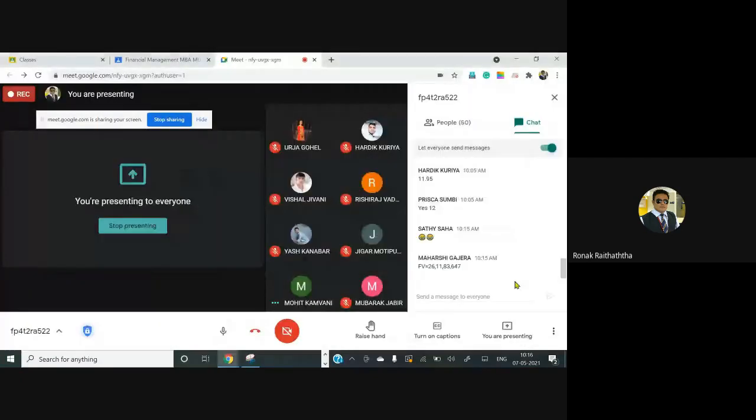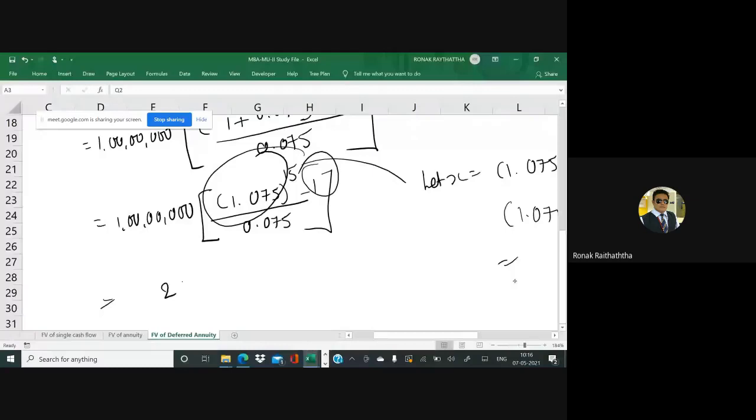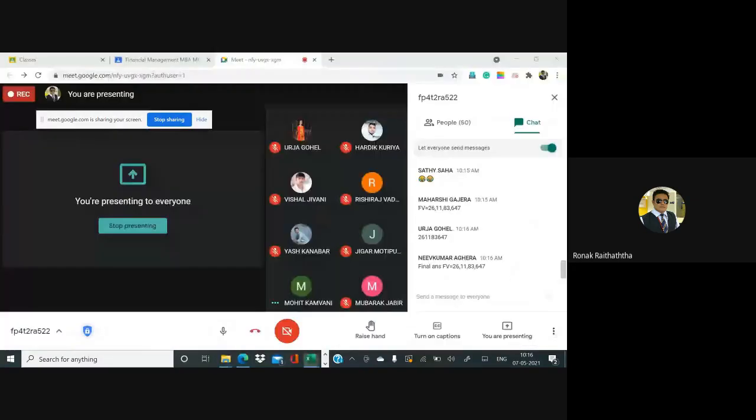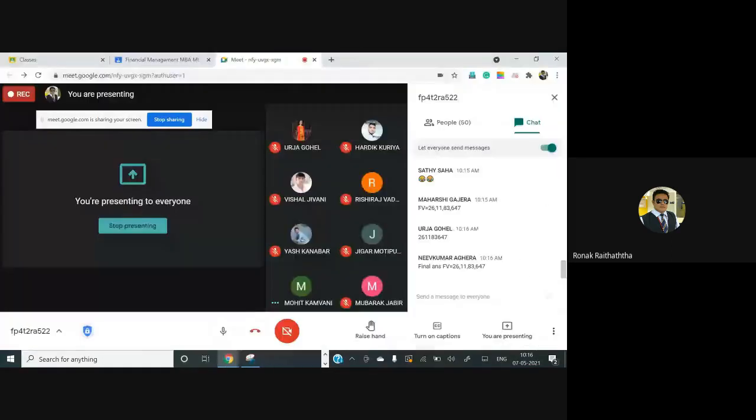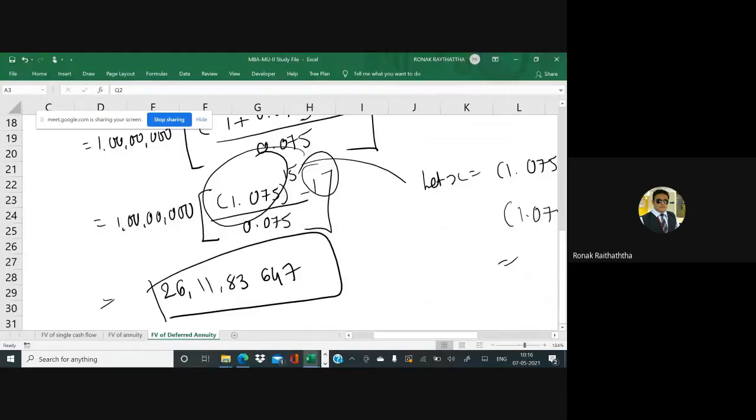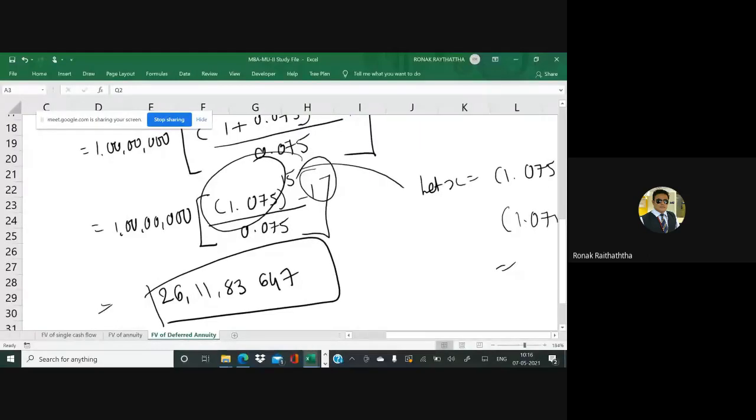Okay, Mr. Maharshi has got 26 crores 11 lakhs 83,647. Others may verify this answer, please. That does not mean that I do not have trust on Mr. Maharshi, but just for the sake of clarity. Okay, Miss Urja has also got the same, and Mr. Neve too. Good. So going with the majority, everyone is getting the same answer. 26 crores 11 lakhs 83,647. So if you are the financial advisor of Mr. Dhoni, you should tell him that after 12 years, Mr. Dhoni, you would be left with 26 crores 11 lakhs 83,647.